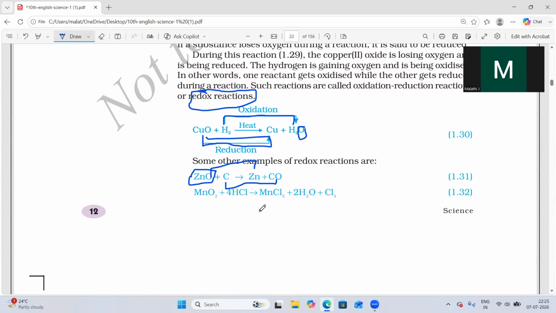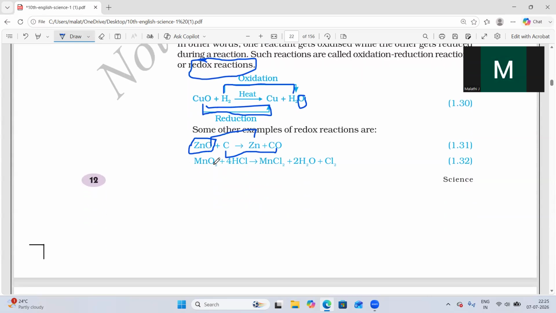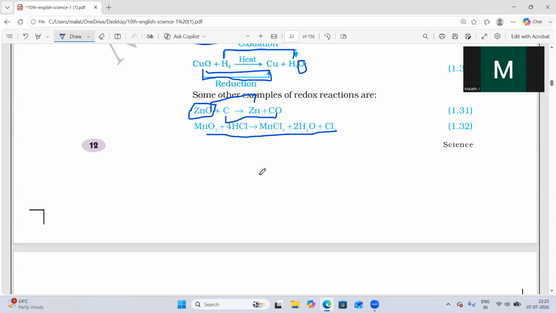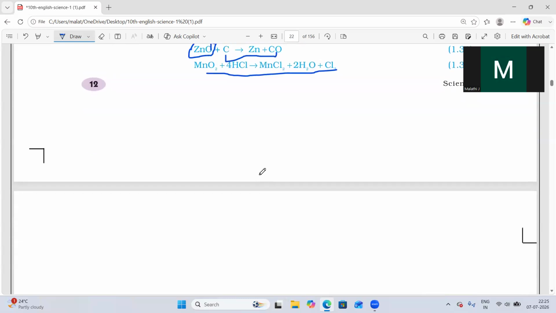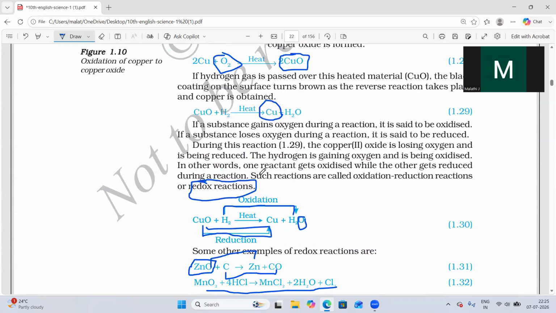Then in exams, they will give one example of this type. Then they ask you to show where oxidation takes place and where reduction takes place. This is very important.